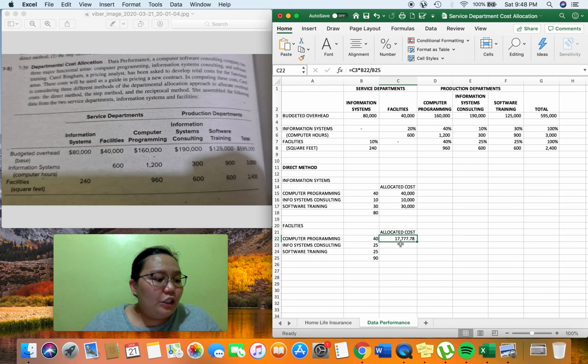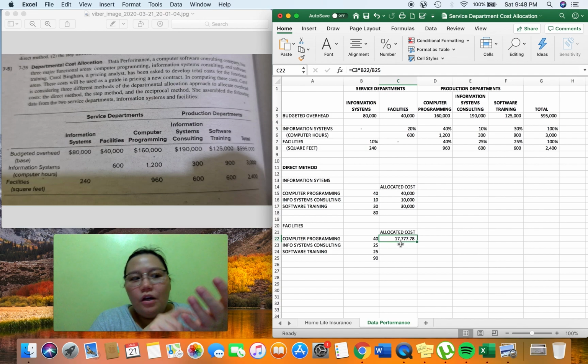17,777.78. It was mentioned in the book that you should use 4 decimal places in your calculations. However, it will be easier and faster, and the same thing happens in Excel, if you just compute the percentages directly using your calculator and then multiply by the service department cost. Let's go straight to the calculator, okay? No need to use 4 decimal places this time. We will go back to the 4 decimal places later.